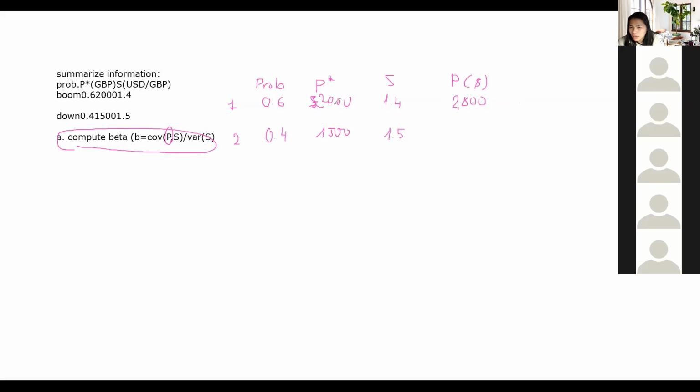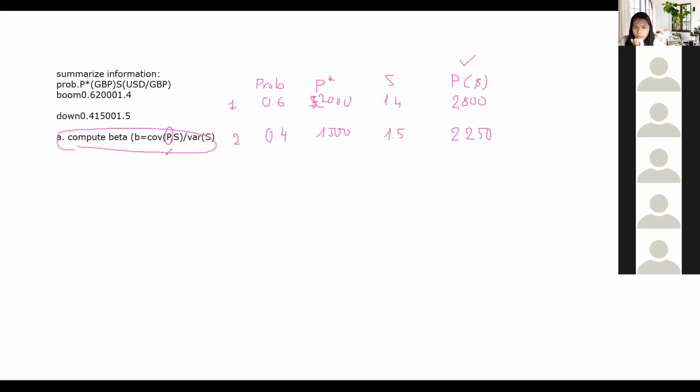I'm just going to take 2,000 times 1.4. The second one, I got 2,250. Yep, that's correct as well. In the second case, I'm taking 1,500 times 1.5, so 2,250. Spot on, James. So step 1 done, I have computed the P.